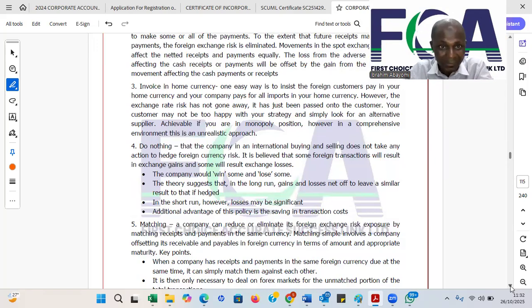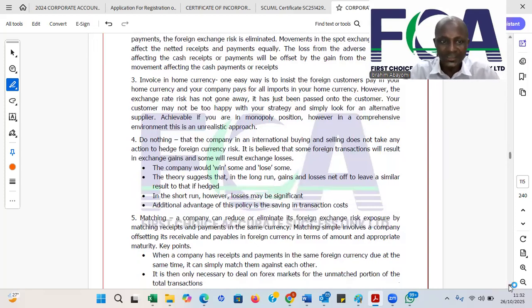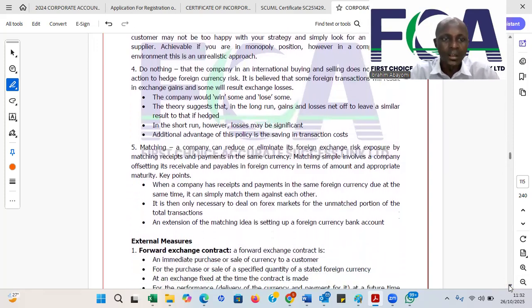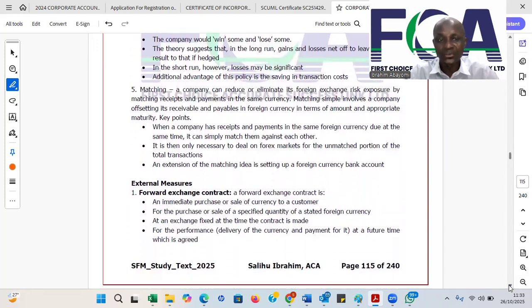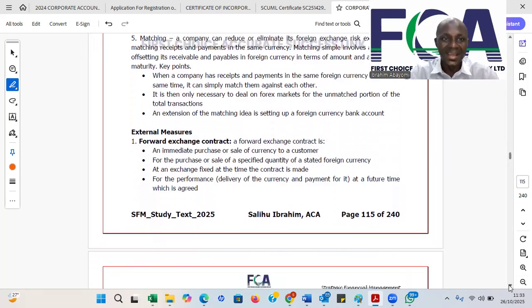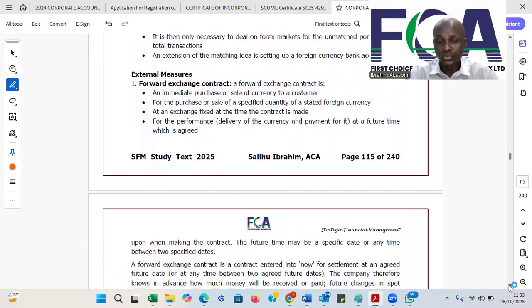We can have bilateral matching or multilateral matching. Bilateral means just between two currencies, while multilateral means between more than 2 currencies. Okay. All right. Do nothing. I told you. Do nothing simply means you are actually folding your hands and looking at what happens to your transaction.